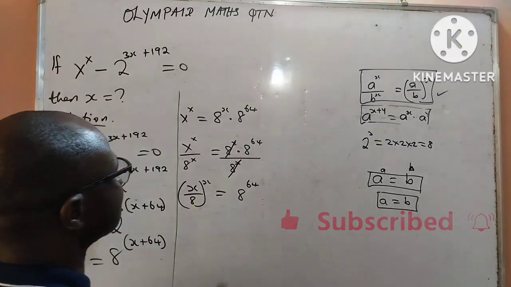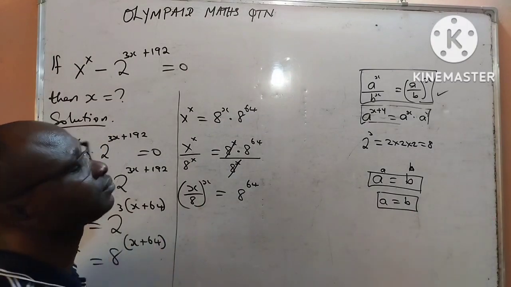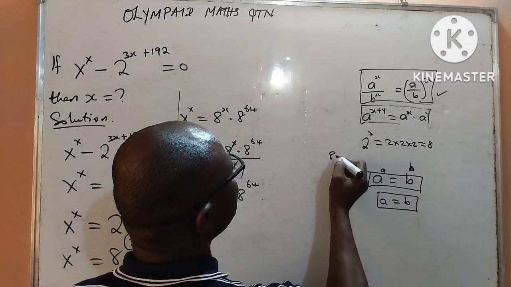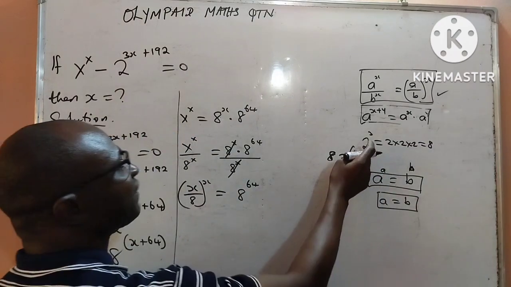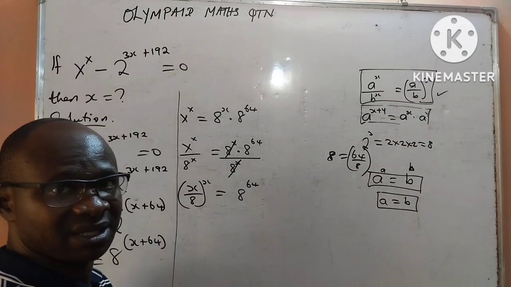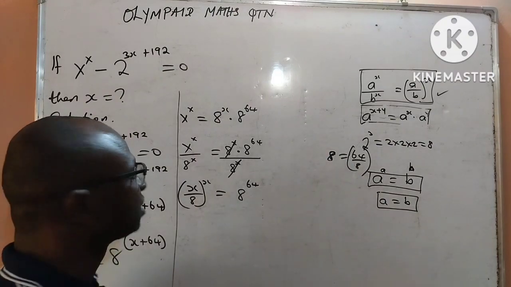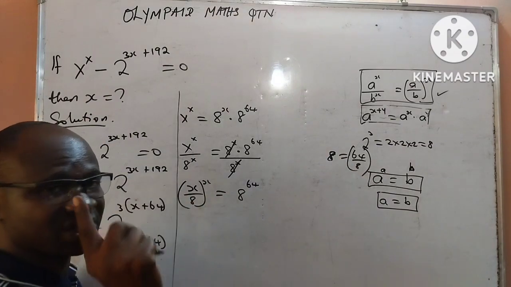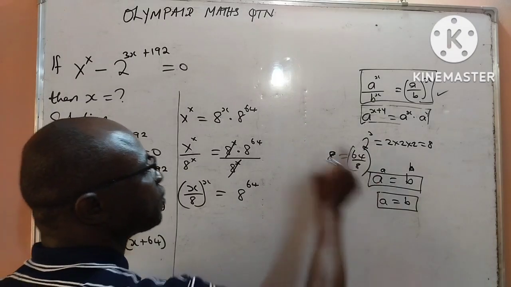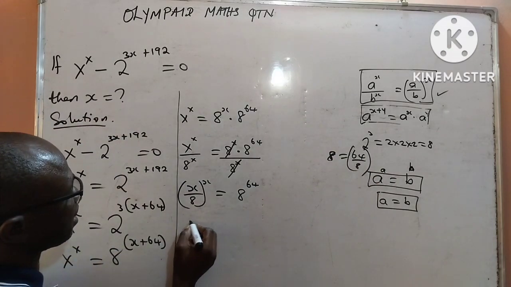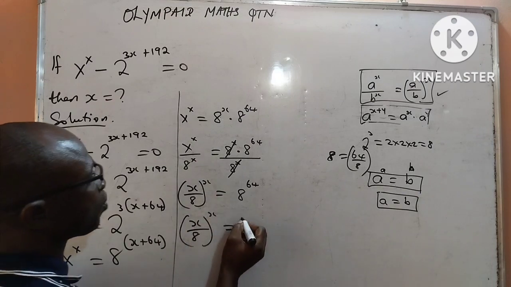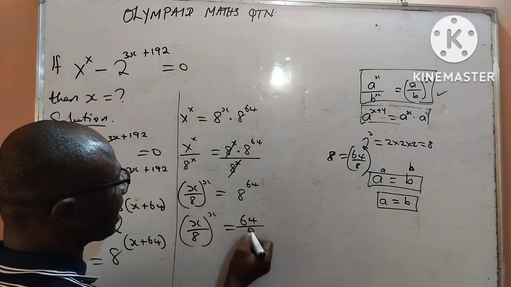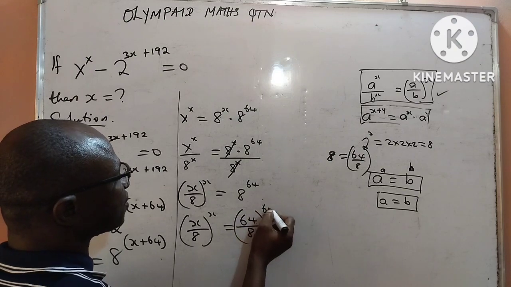The only way to do that, I know this 8 as a number is the same as 64 over 8. If I divide 64 by 8, I will get exactly 8. So I will represent this base, which is base 8, to become 64 over 8. Meaning that x all over 8, all to the power of x, will now be equal to 64 all over 8, all to the power of 64.